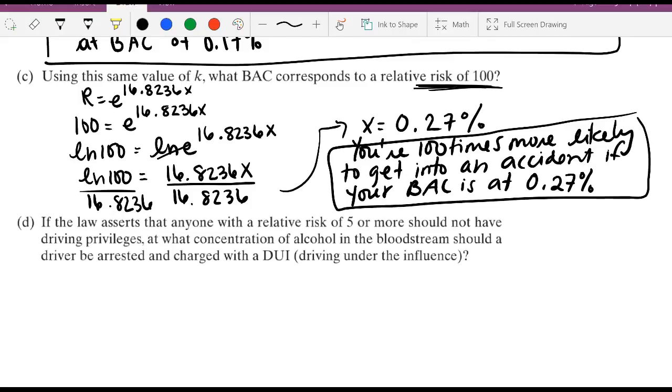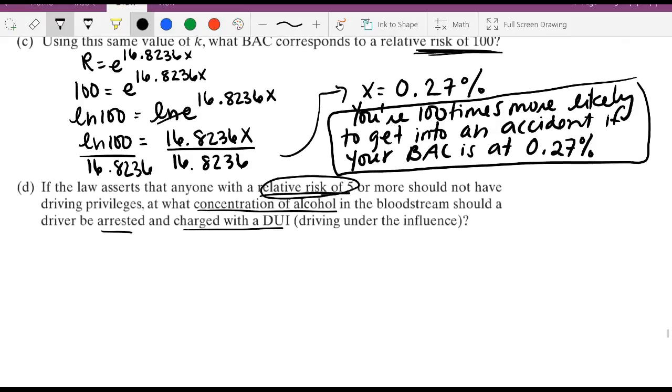Okay. If the law asserts that anyone with a relative risk of 5 or more should not have driving privileges, at what concentration of alcohol in the bloodstream should a driver be arrested and charged with DUI, which is driving under the influence? So now you already know the relative risk. It says here, at what concentration of alcohol you are looking for. So make sure we know what we're looking for.